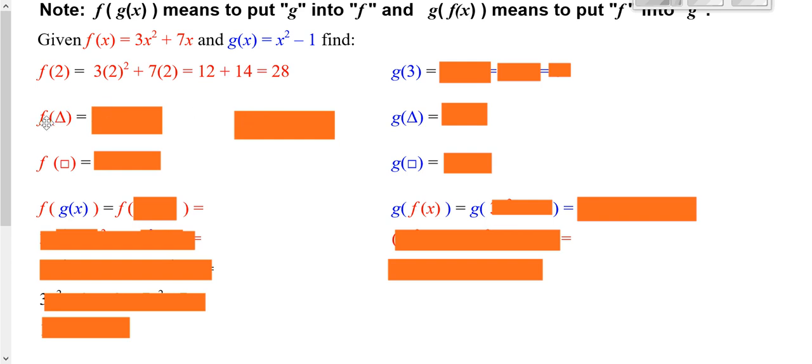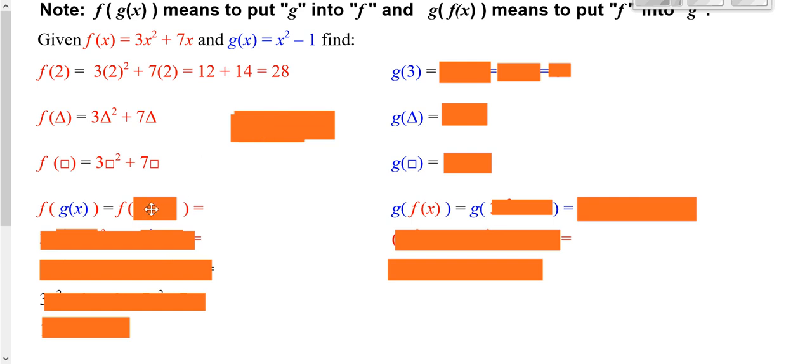Now, if you had f of triangle, you'd go up here to f and plug in triangle for each one of your x's. So it'd be 3 times triangle squared plus 7 times triangle. Or if it was f of box, it would be 3 box squared plus 7 box.